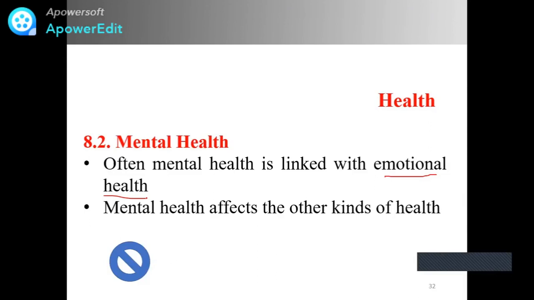Mental health is more the functioning of the brain. Mental health affects the other kinds of health. An increase in mental health can come as a result of increased physical activity. Good mental health can come as a result of an increase in good physical activity. It means good mental health leads to good human physical activity.